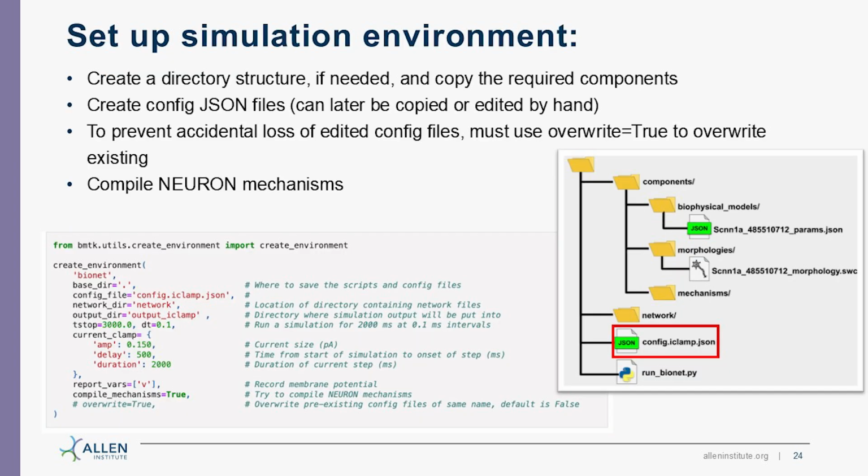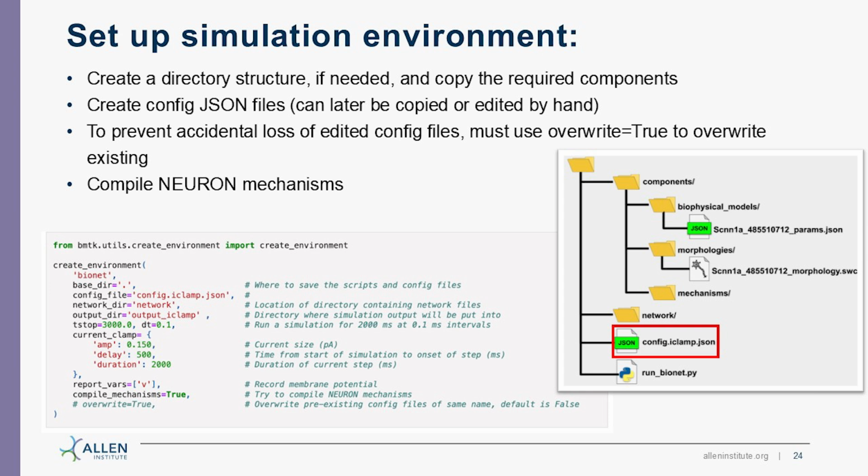For setting up the simulation environment, we have a function called create environment that will create most of these working directories. So for BMTK, we usually have this working directory where you have the component folder, and within that component folder you have the biophysical models, the morphologies, the mechanisms. If you have point neuron models, you will have another folder called point neuron models, and so on. So in your configuration, you tell BMTK to go to these folders to get the information it needs for building and simulating your network.